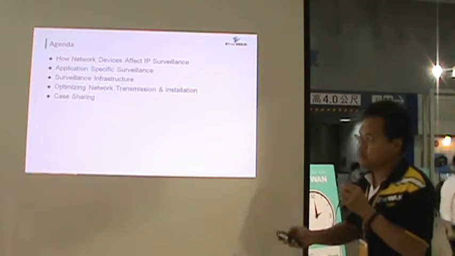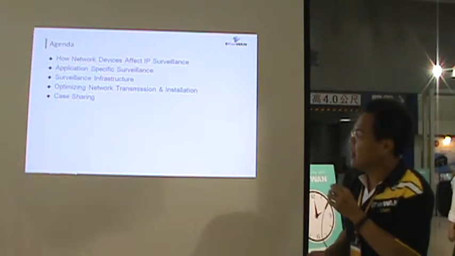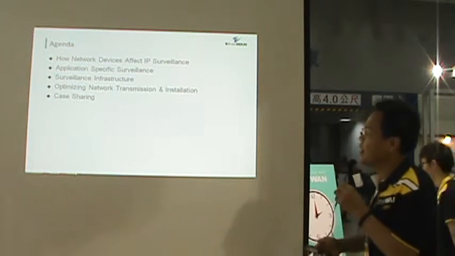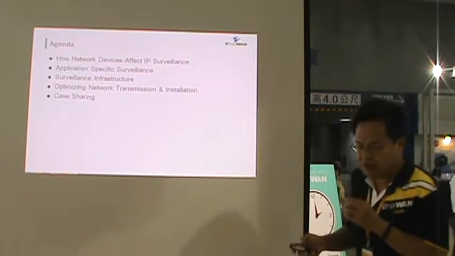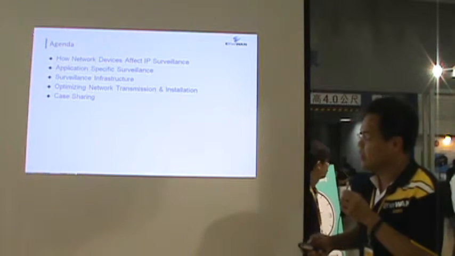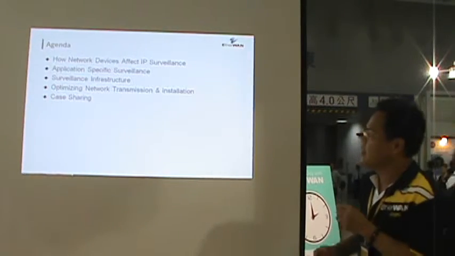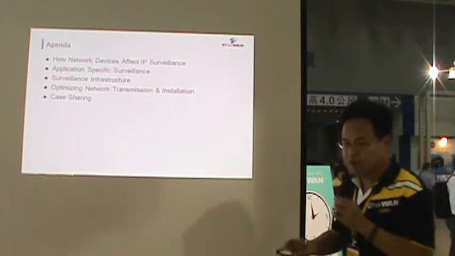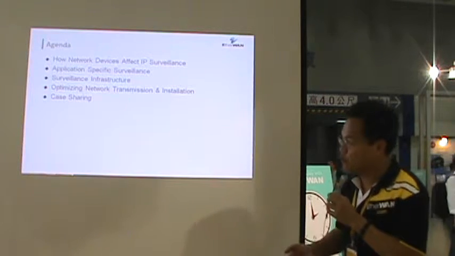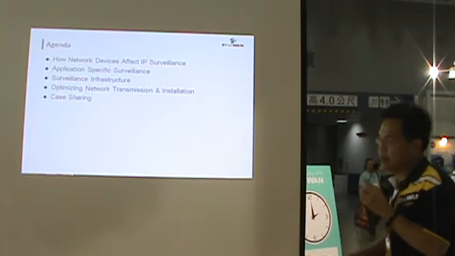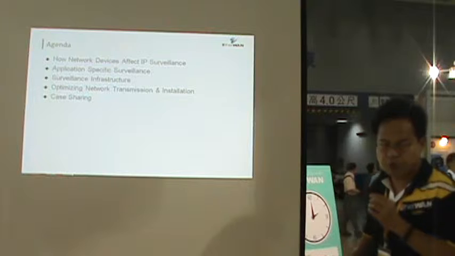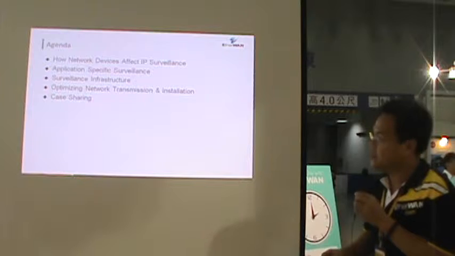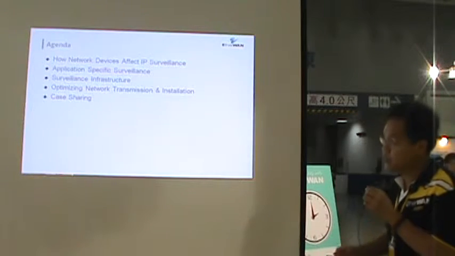In today's agenda, I will talk about how network devices play a really important role, because the type of devices that you choose will affect the IP surveillance deployment. I will also talk about the surveillance application. Different business sectors all use IP surveillance to monitor their assets and also minimize the risk of criminal activity. But there are other key benefits provided by IP surveillance as well.